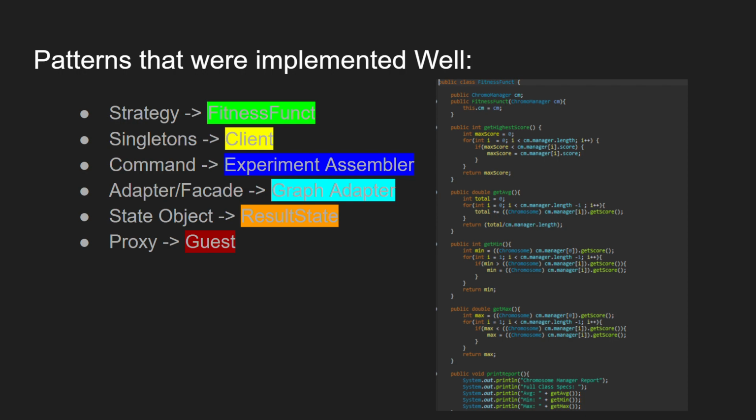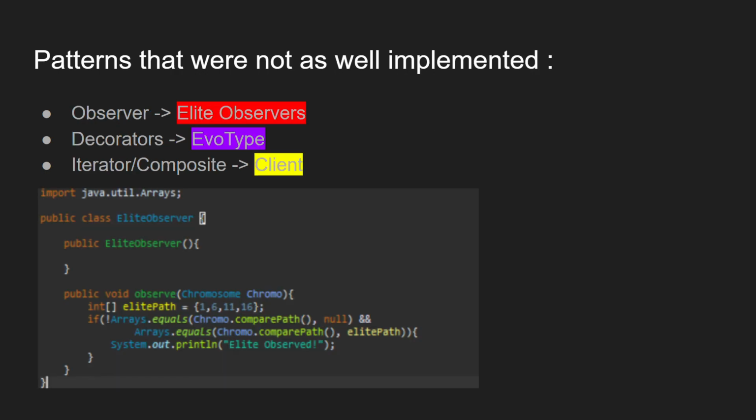I was very proud of my graph adapter and my result state, which basically takes all of these scores from a certain chromosome class experiment and then averages them out and figures out if it was successful, unsuccessful, or inconclusive. And then I also have a guest class. I have a login system which allows users, if they don't want to create an account, to log in as a guest and still use all the features within my program.